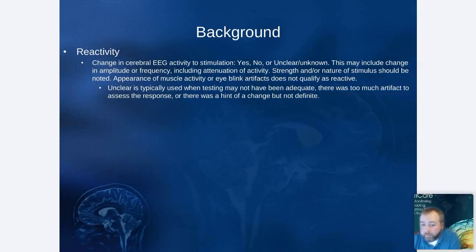Now, unclear is used if testing may not have been accurate. So maybe the nurse is walking around the room, but they haven't actually walked up and tried to stimulate the patient. Or if there's too much artifact to assess the response, or if there's maybe a hint of change, but you're not really sure. Document that the reactivity is unclear. Your other option is unknown. Use unknown reactivity when it has not been tested at all. So if that patient's been laying there for the whole period of time, has not been tested, then you don't know if it's reactive or not, then mark it as unknown.